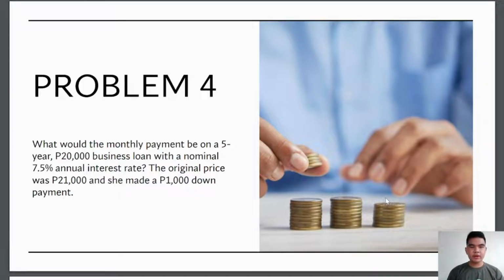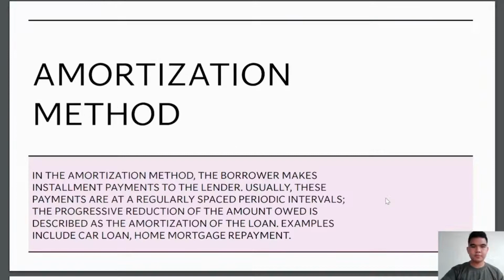Now, we have arrived at problem 4. For problem 4, you've asked, what would the monthly payment be on a 5-year, 20,000 pesos business loan with a nominal 7.5% annual interest rate? The original price was 21,000 pesos and you have made a 1,000 down payment. So the problem is a little tricky, but we are here to help you, miss.